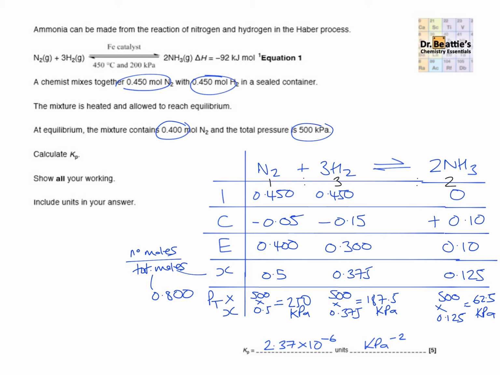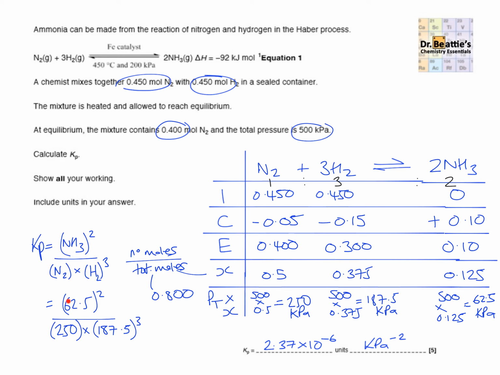Now we're going to have to get an expression for the equation that we're looking at. So we're going to do products over reactants, remembering the power is linked to the molar ratios given in the question. Then what we need to do is substitute in these partial pressures that we've calculated here into the brackets. Once you put that into the calculator and ensure that you don't make any mistakes in how you input that, you should get the value out of 2.37 times 10 to the minus 6.